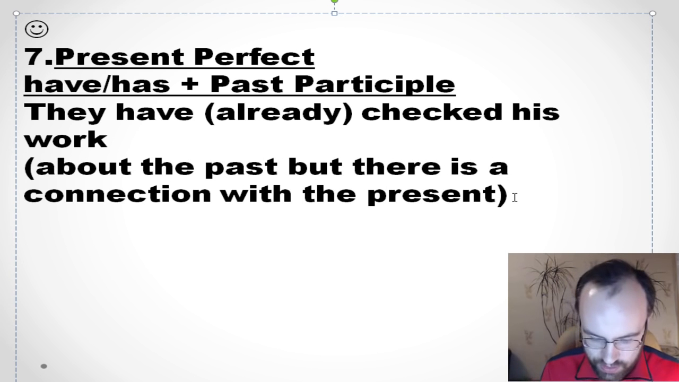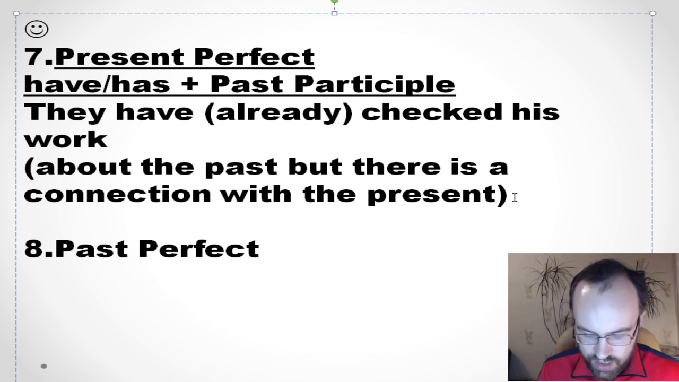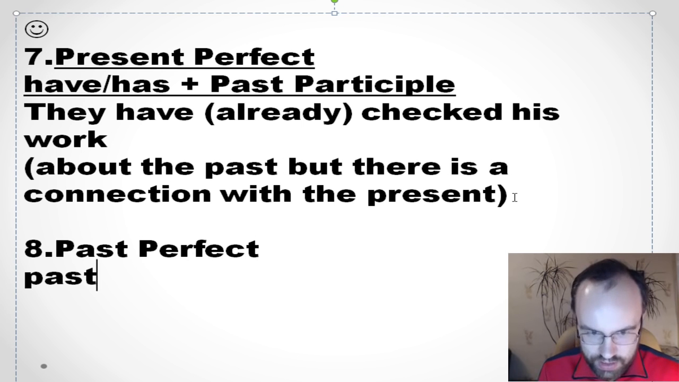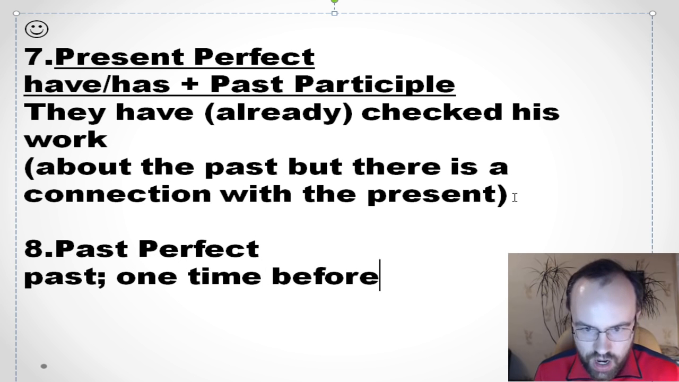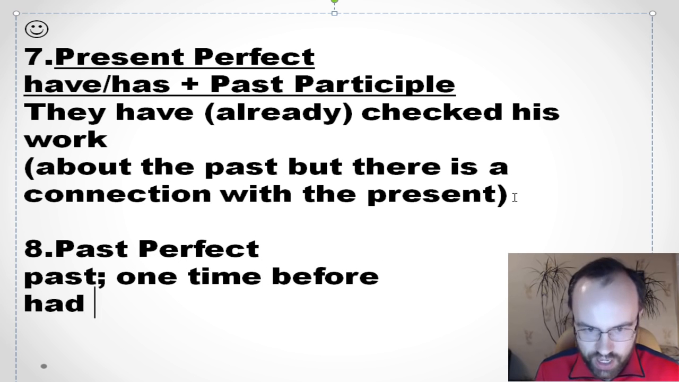So past perfect. One more interesting tense. It's about the past, but it's one time before. How do we form it? Had plus past participle.